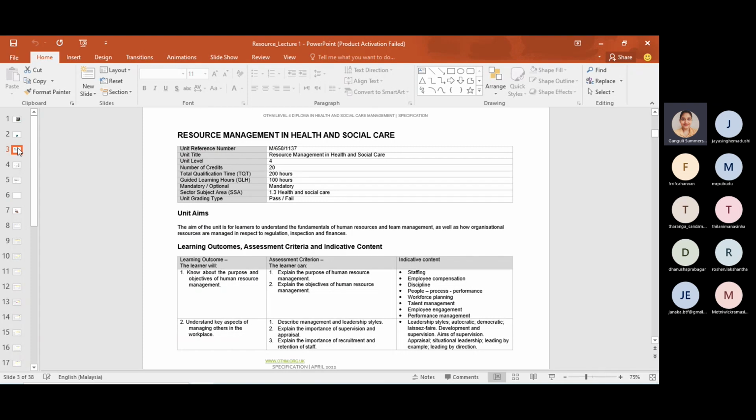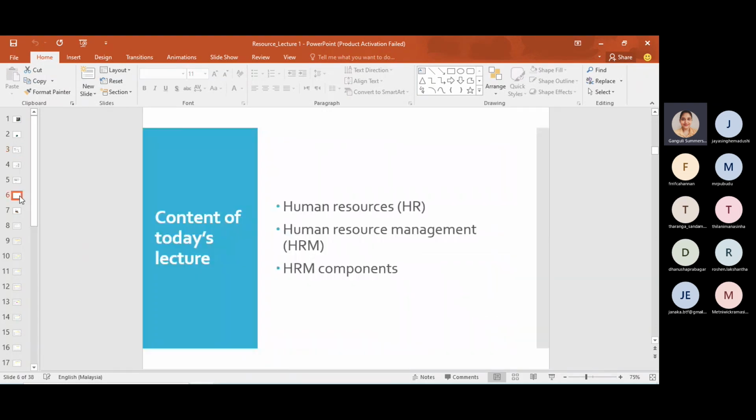Okay, so these are the topics that we will be discussing in today's lecture. I will teach you what human resources are, what human resource management is, and what the HRM components, or human resource management components, are. These are the three main topics that you will be learning today. So today you will learn what human resource management is and what kind of things happen in human resource management.